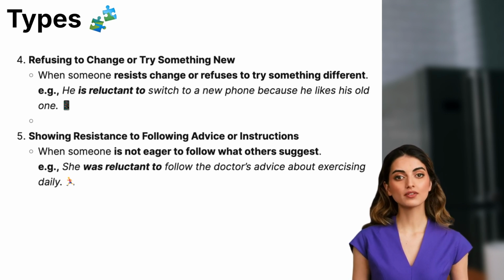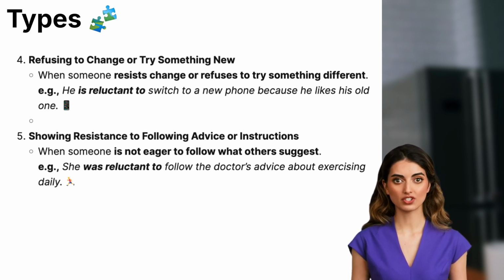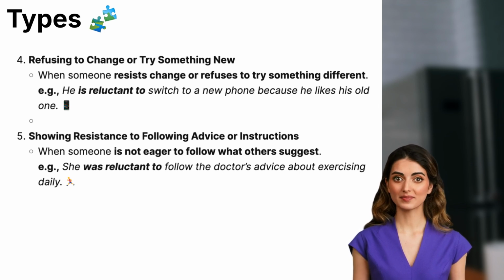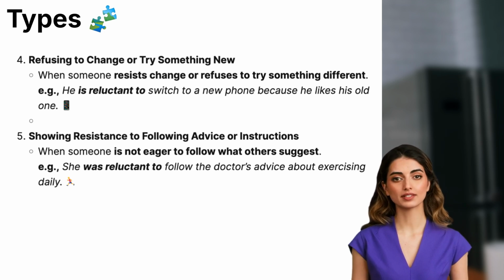5. Showing resistance to following advice or instructions. Use be reluctant to when someone does not want to follow what others suggest. Example: she was reluctant to follow the doctor's advice about exercising daily. This means she did not want to start exercising even though the doctor recommended it.